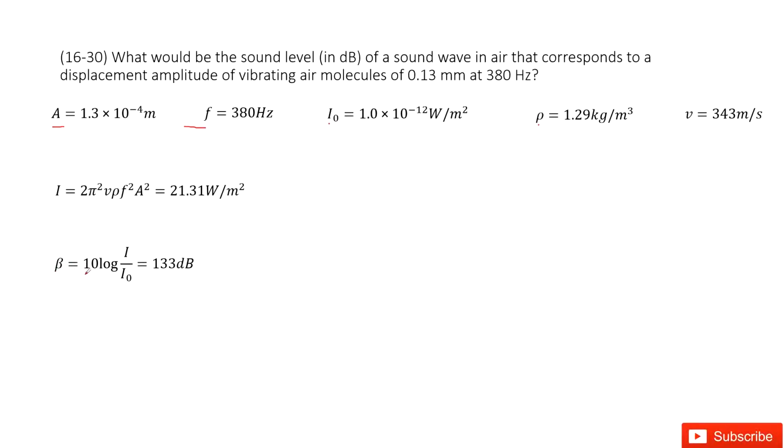the sound level. Sound level can be found with this function, β = 10 log(I/I₀). I is the intensity for this sound wave. Now, how can we find the sound intensity? I = 2π²vρf²A², right?